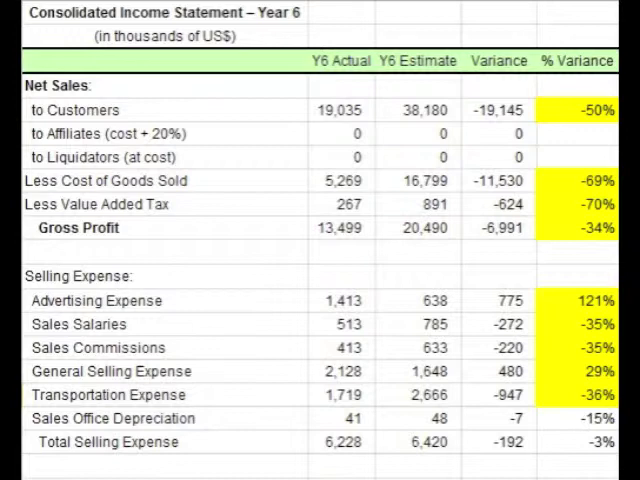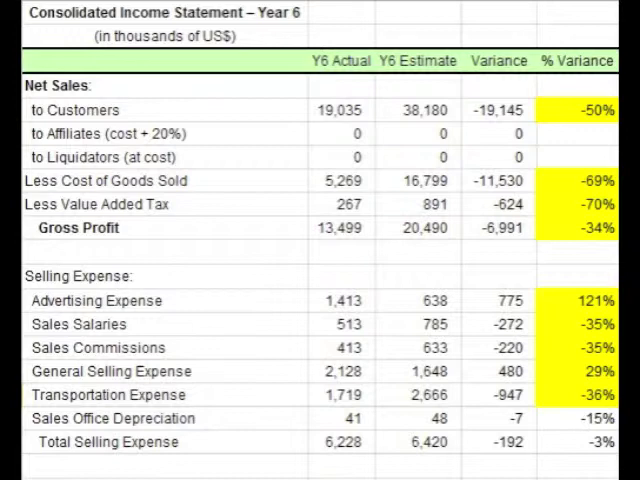This again was due to the shift of our plant to Sereno. It took us a few quarters to organize the correct strategy. Advertising expense had a variance of 121%. Our actual number was much higher than our estimate. While we moved our plant to Sereno, sales in Sereno were lackluster. Therefore, to try and boost sales, we increased our advertising expense significantly.